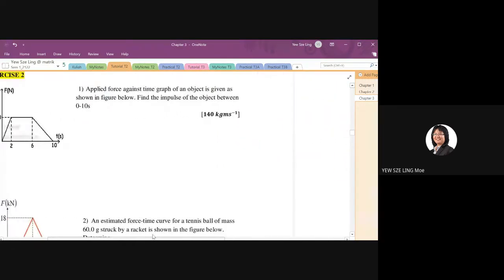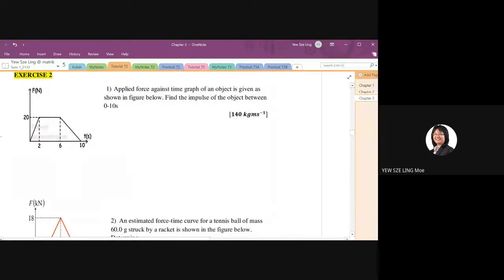So now we have chapter 3. In chapter 3, if you look at the graph, we have F again, the F against T graph. When it comes to the F against T graph, we know the area under the graph represents the impulse. Now let's see, is that the thing that we want? The applied force against time graph of an object is given as shown in the figure. Find the impulse of the object between 0 and 10 seconds. So basically the whole journey.